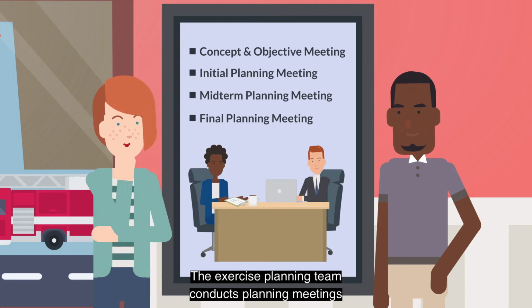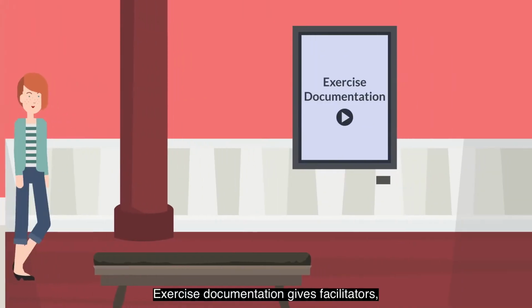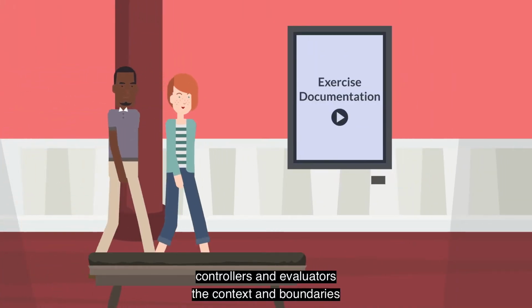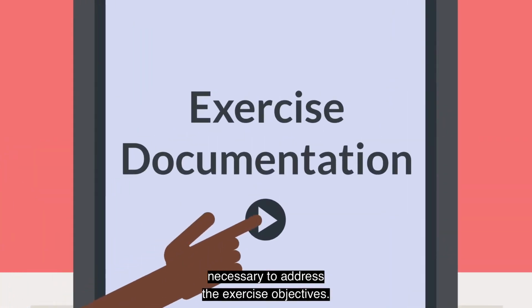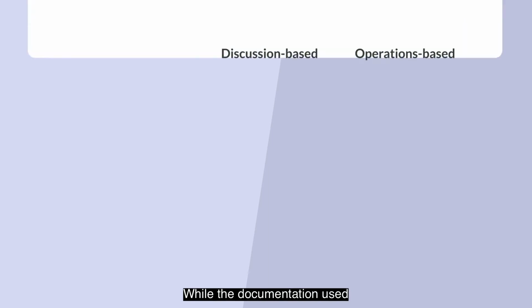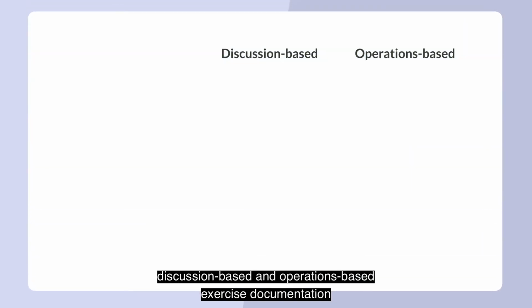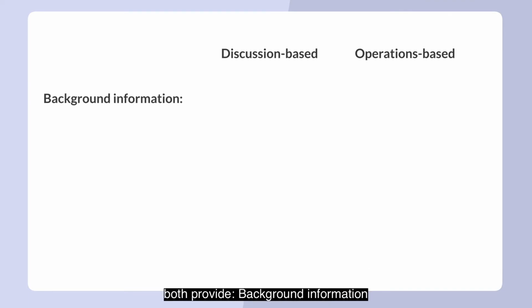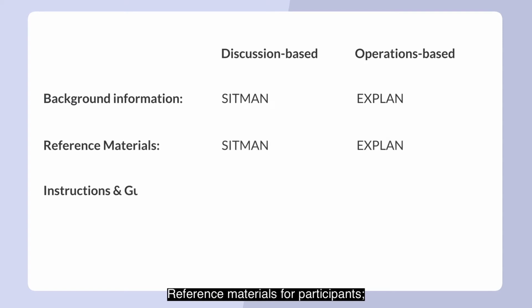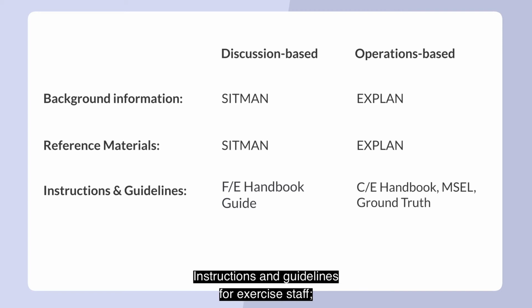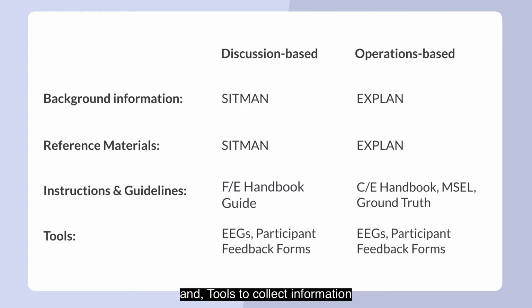The exercise planning team conducts planning meetings to develop, review, and refine exercise documentation. Exercise documentation gives facilitators, controllers, and evaluators the context and boundaries necessary to address the exercise objectives. While the documentation used will depend on the type of exercise, discussion-based and operations-based exercise documentation both provide background information to set the stage for conduct, reference materials for participants, instructions and guidelines for exercise staff, and tools to collect information for evaluation and improvement planning.